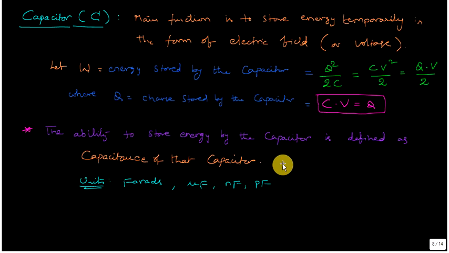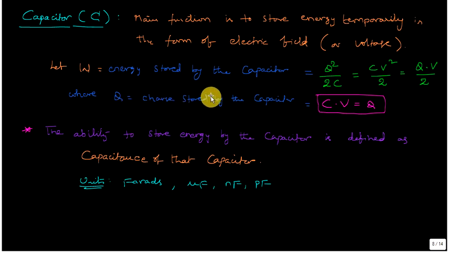So this is a function. It has to store energy temporarily in the form of electric field. That energy can be calculated with the help of formulas. Say W is equal to the energy stored by the capacitor, then it can be calculated using Q square by 2C, or CV square by 2, or Q into V by 2. Q is the charge stored by the capacitor, C is the capacitance value, V is the voltage across the capacitor. With these three formulas you can calculate W, the energy stored by the capacitor.